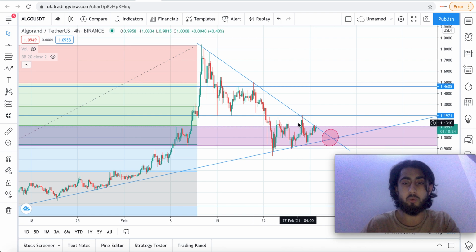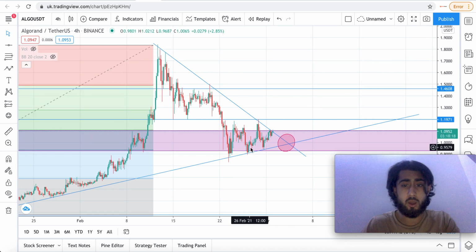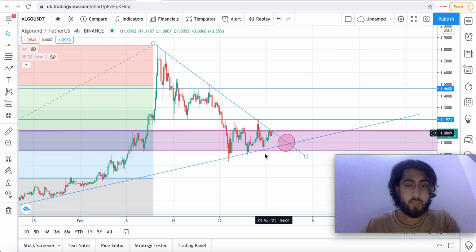Okay, so this is currently what we're testing now. This is the phase that we're testing now. It's dipped back into this golden zone of the Fibonacci, and let's see where we can expect it to go from here. So for me, the perfect price to buy it at would be around this area here, so around 98-99 cents, because this is where these trend lines cross.